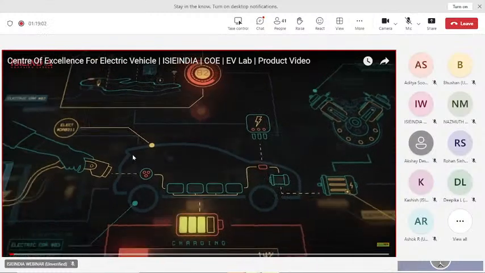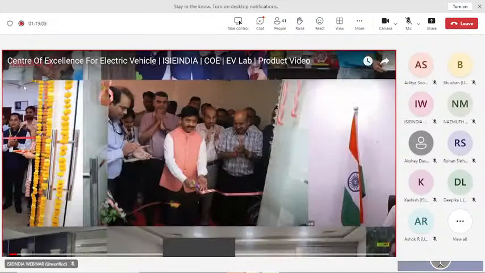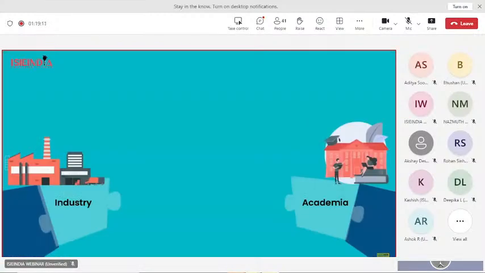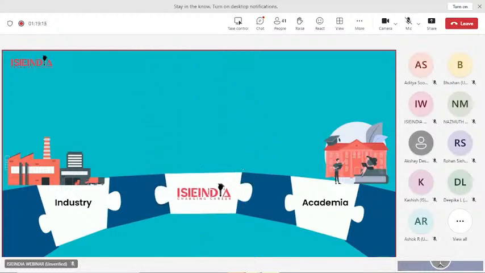As we are living in the fast changing world of electric vehicles, ISA India is leading a tech organization, paving the way for innovation and revolutionizing the ecosystem. It is bridging the gap between industry and academia and bringing all the stakeholders to the same table.